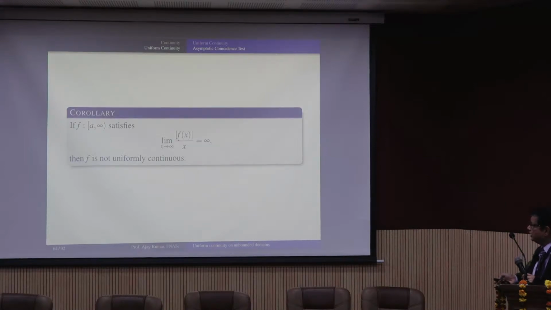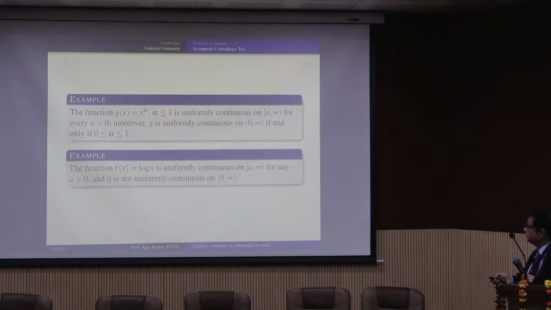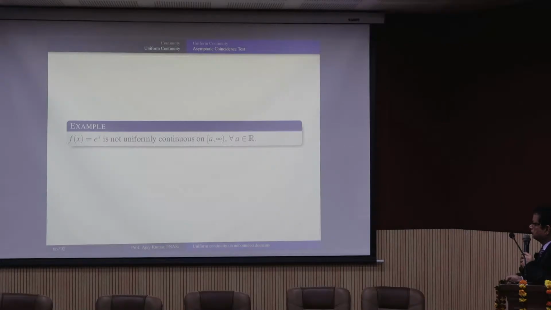So if the limit of f(x) upon x as x goes to infinity is infinity, then f is not uniformly continuous. We have x to the power alpha, alpha less than or equal to 1, is uniformly continuous on a to infinity, and moreover, x to the power alpha is uniformly continuous on 0 to infinity if and only if alpha lies between 0 and 1. And log x is uniformly continuous on a to infinity for any a greater than 0, but if you include 0, it is not uniformly continuous.